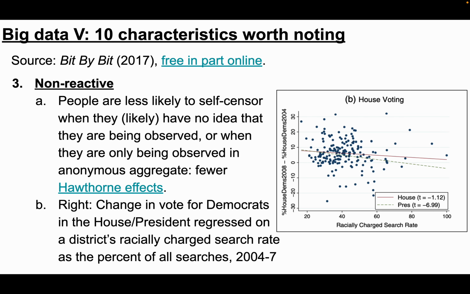To the right, you can see this is a really interesting study. Some researchers regressed the change in the vote for the Democratic Party, in the House and President, as a function of the racially charged search rate, basically searches that included explicit slurs or things like it. And this is a really interesting figure here. Now, the relationship is not super strong, admittedly. These lines of best fit obviously have a fairly large mean squared error. But you can see that there does appear to be something of a relationship here.